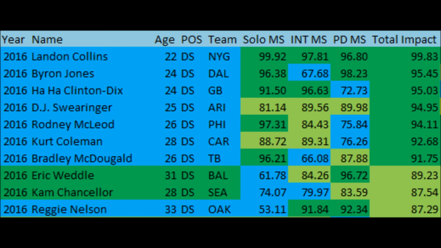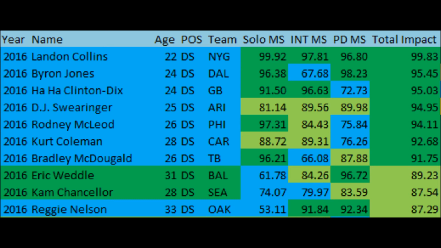A lot of times, and you can kind of tell, guys like Clinton Dix got a ton of interceptions, Landon Collins got a ton of interceptions, but as you can clearly see, Byron Jones and Clinton Dix are very comparable in terms of their production, with Byron Jones just being a little bit better in terms of pass deflection market share and in terms of his solo tackle market share. So in many ways, I think Byron Jones has a lot of potential because he put up a really dang good season in terms of a safety.